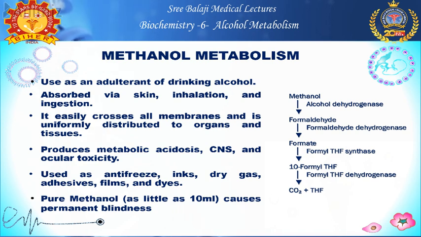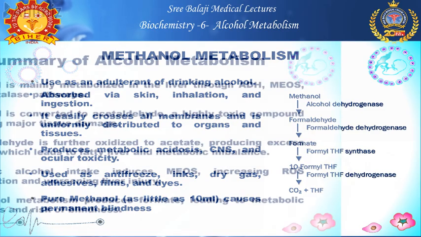If the person's diet is deficient in folate, then the tetrahydrofolate concentration will be less in the circulation. So the conversion of formate to 10-formyl tetrahydrofolate will not take place. So the end product will be the formate. That creates the acidosis, and the formic acid reaches the retina and causes ocular toxicity, and finally permanent blindness can be seen in the person.